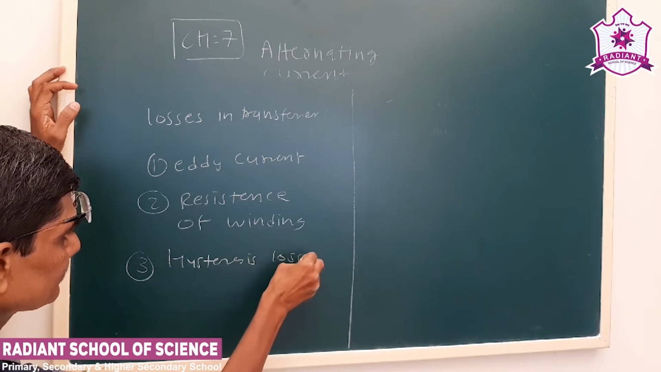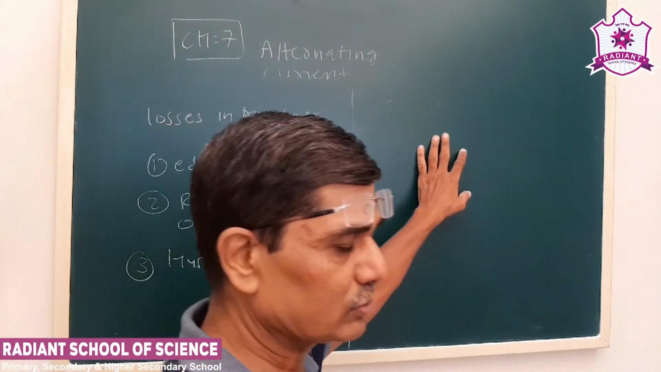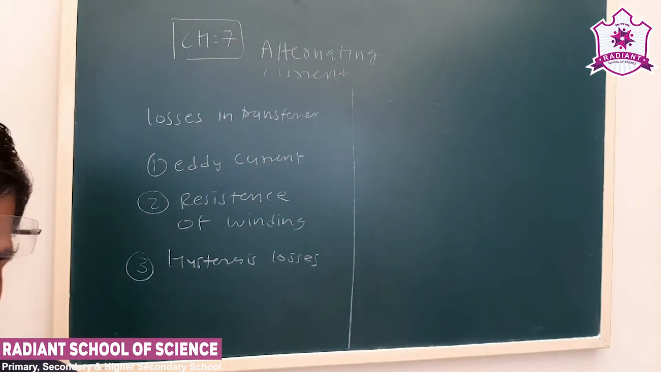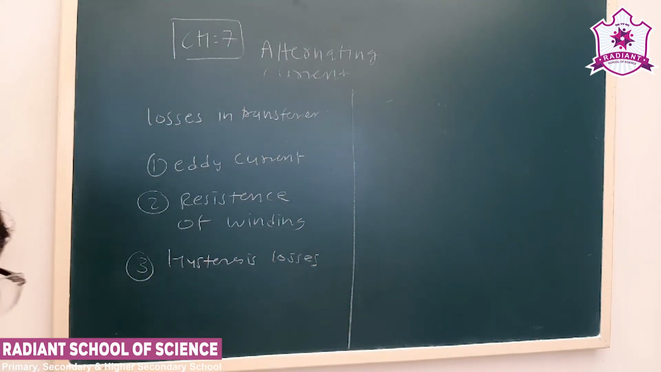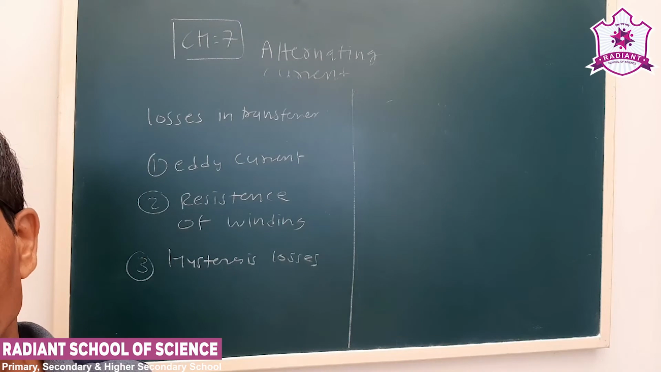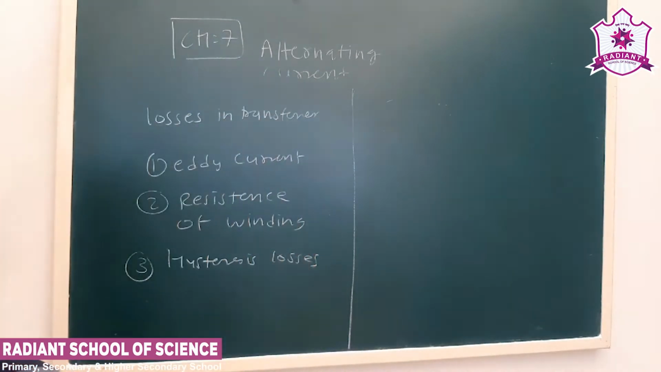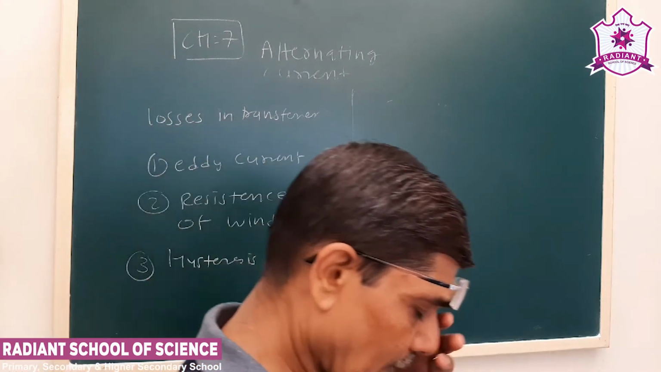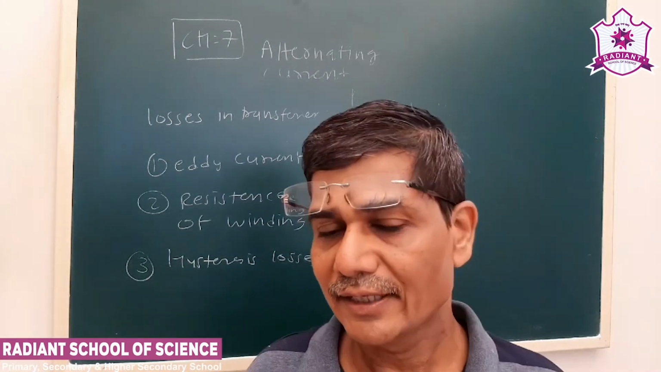hysteresis losses. Now we know, as I told you, the core of the transformer is made up of magnetic materials. In lesson number 5 we studied the hysteresis loop; those losses are also associated with the designing of the transformer. Depending on the requirement we select a material which is best for our given application. But here we talk of the losses of the transformer, so these hysteresis losses are also associated with the transformer. So this is about the transformer. Now our theory part is over.